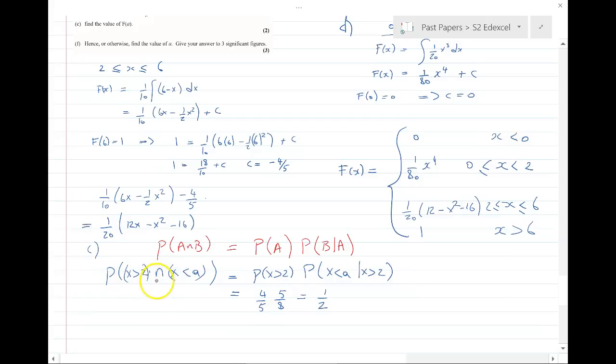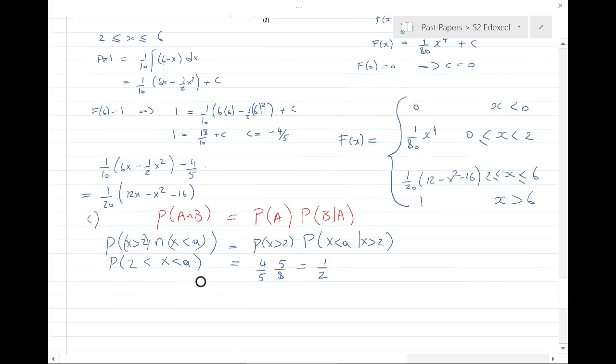What we effectively have here, as I say, it's written a bit weird, is the probability that both of them occur, that x is greater than 2 and x is less than a. Well, surely that's just the same as saying x is greater than 2 but less than a. Makes a bit more sense, doesn't it? That equals a half.